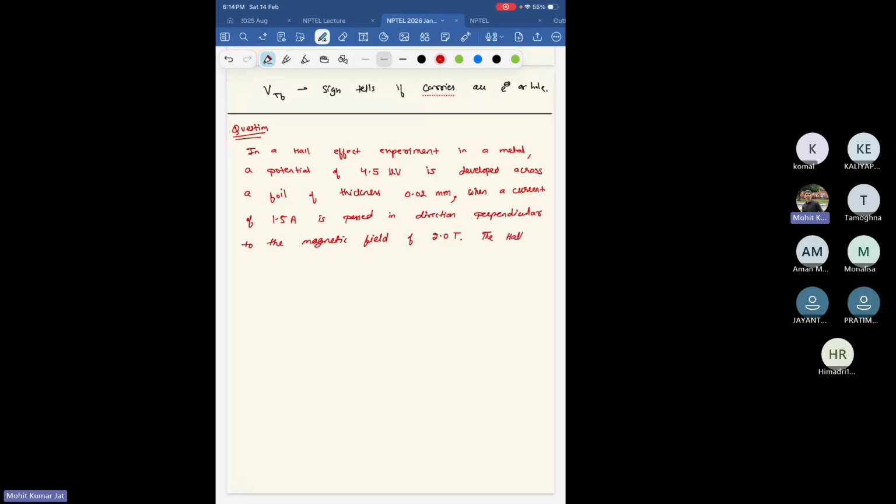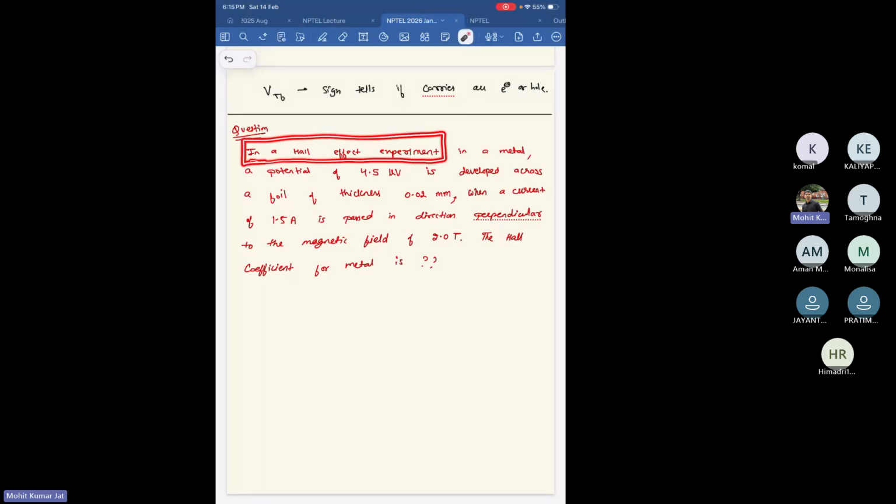So the Hall coefficient for metal is, so this is what the question is. You are doing a Hall effect experiment, of course with a metal. You can do it with a semiconductor also, but not an insulator. Now a potential of 4.5 microvolt is observed. So this is Vxy, transverse to the current direction, and the thickness of the foil is also given, current passing through the foil is also given, and magnetic field is also given. All we have to do is determine the Hall coefficient.